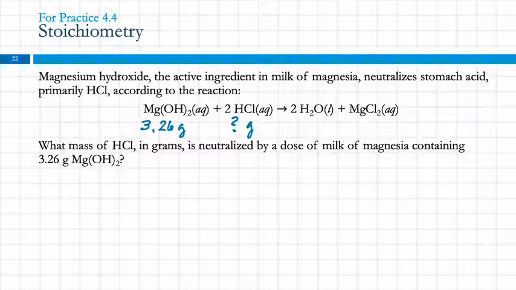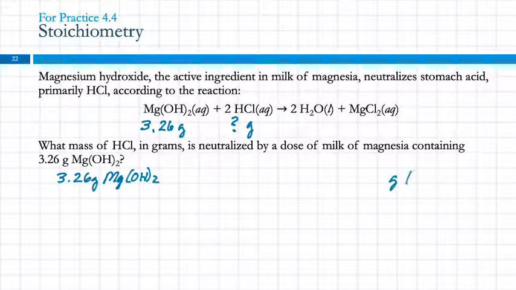So I have one number that I'm given, and I'm asked for another number, and so I need to come up with a plan, a path to get from one to the other. 3.26 grams of Mg(OH)2, and I'm trying to get to grams of HCl.